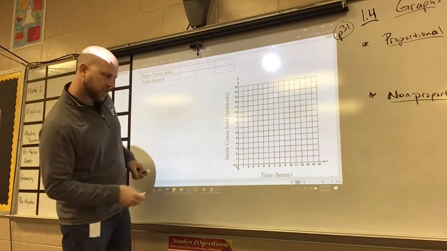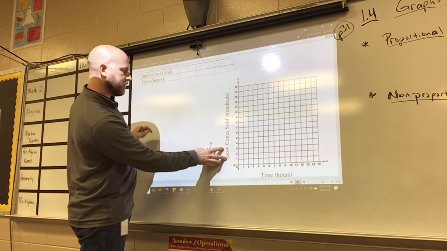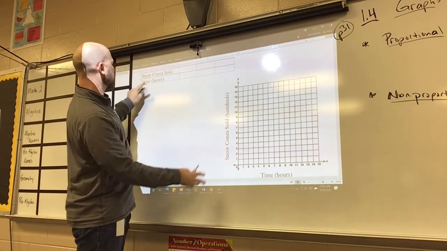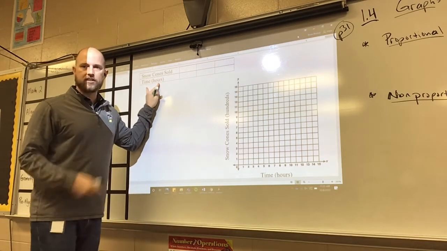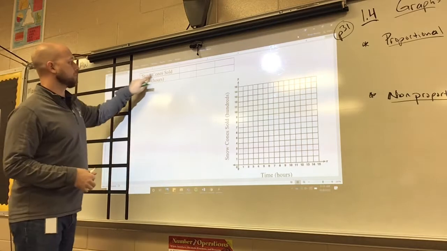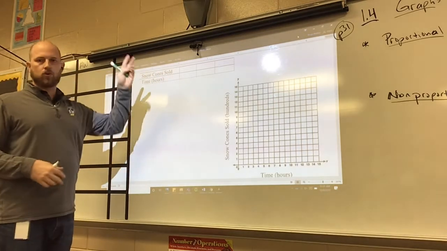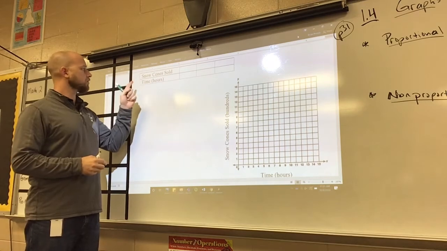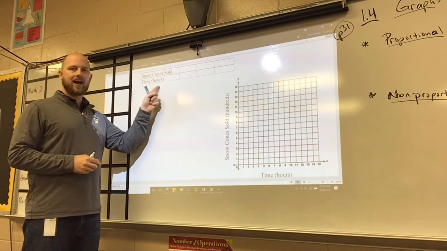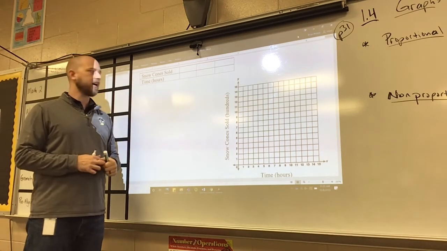This one says snow cones sold per time, which is hours. This is what's going to change in each problem. Some of them are going to be different things, like hot dogs sold. It's not always going to be snow cones, and it's not always going to be time. Sometimes it could be distance and things like that.